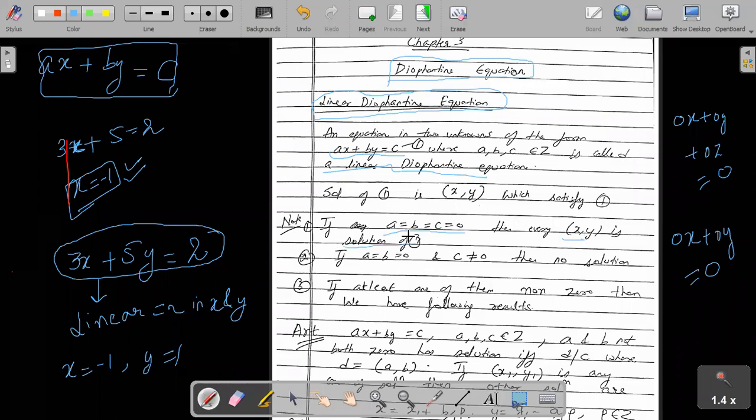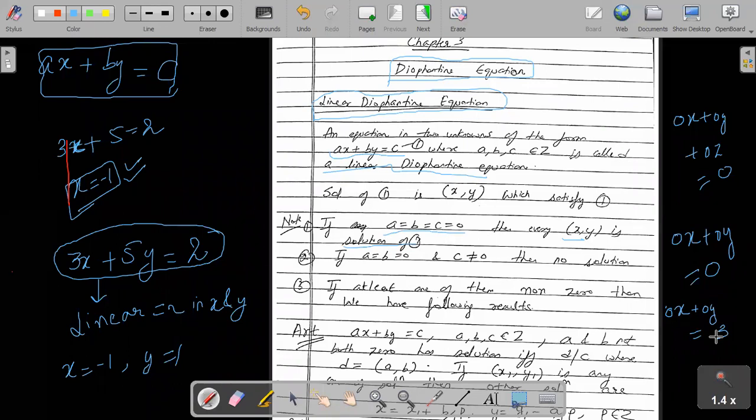So we are not bothered about the case when all three are 0. Now again, what is the solution of this equation? 0 into x plus 0 into y is equal to 3. What is the solution of this equation?